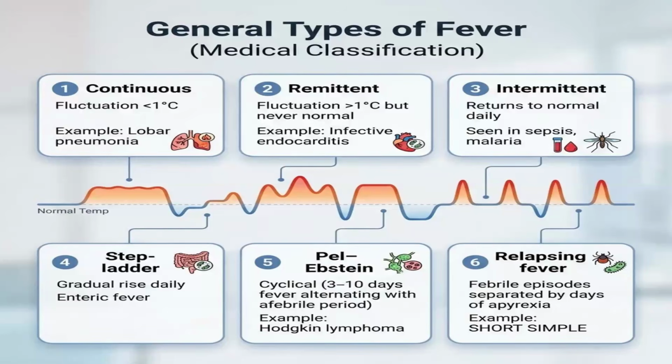Pel-Ebstein fever is cyclical fever, which has 3 to 10 days of fever alternating with days of afebrile period. It is a classical example of Hodgkin's lymphoma. Relapsing fever is febrile episodes separated by days of apyrexia.